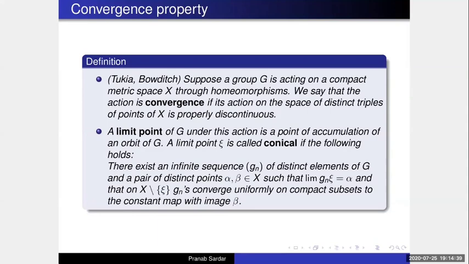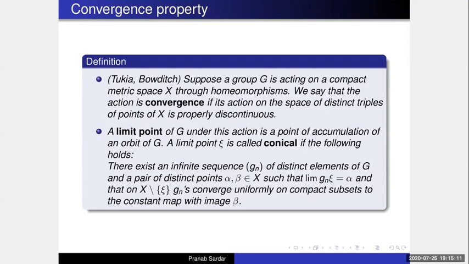Typically, if you know a little bit about Kleinian groups and hyperbolic geometry, if you take a loxodromic element g, then you know that g to the n is going to infinity and g to the minus n is going to infinity. In this case, both of these limit points are going to be conical. So this is the definition of a convergence action and a conical limit point.